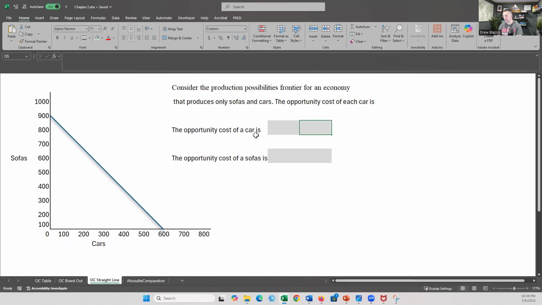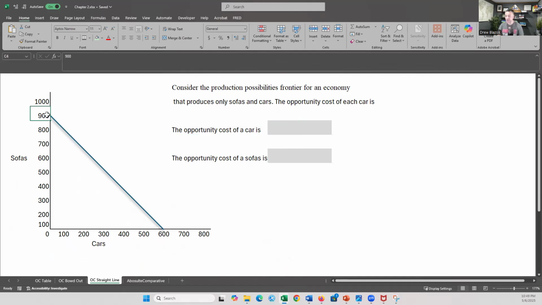The opportunity cost of a car, so that means I want all cars. This is how I answer these questions. If it is a straight line, I do the extreme, as in I'm pretending I'm producing all sofas because this question is asking what's the opportunity cost of a car.